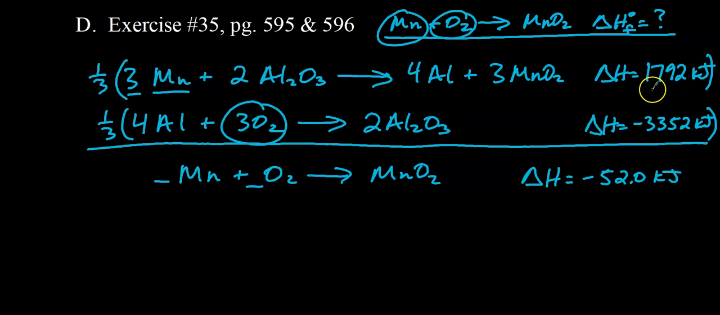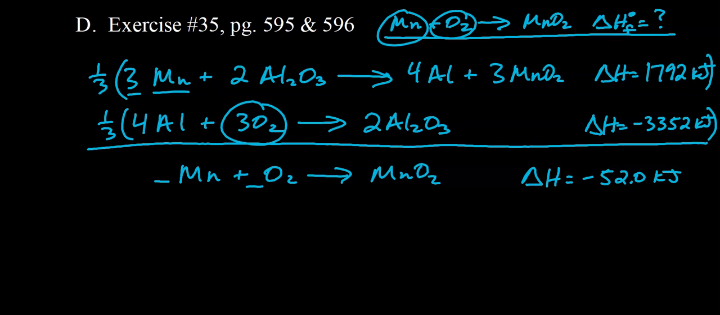We're going to multiply 1792 by 1/3. We're going to multiply negative 3352 by 1/3. Add those up, and I believe you get negative 52.0 kilojoules per mole of reaction.